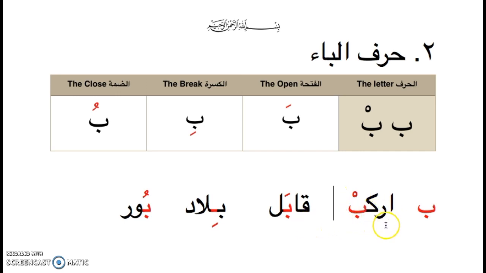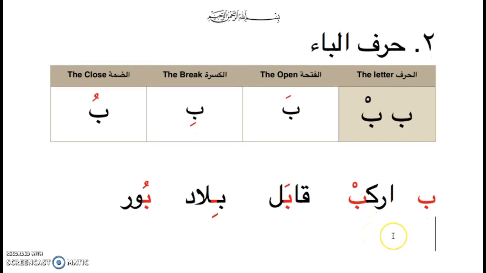Irkab means a ride, as in an order. Like when you tell someone, irkab as-sayyara. Like, see? Irkab as-sayyara. Get in the car so you can ride it. Like, get on. It's like you're telling them. A little bit of grammar.